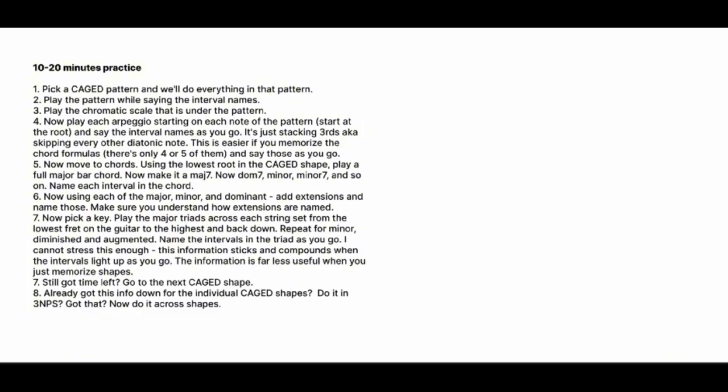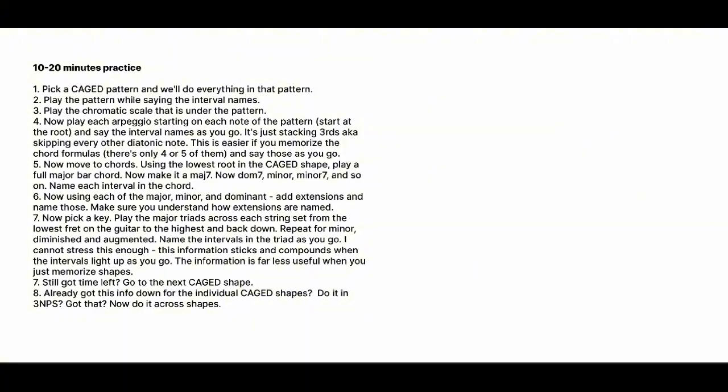We can pick a CAGED pattern and we'll do everything in that pattern. Play the pattern while saying the interval names. Play the chromatic scale that is under the pattern. Now play each arpeggio starting on each note of the pattern. Start at the root and say the interval names as you go. It's just stacking thirds, skipping every other diatonic note. This is easier if you memorize the chord formulas. There's only 4 or 5 of them, and say those as you go.